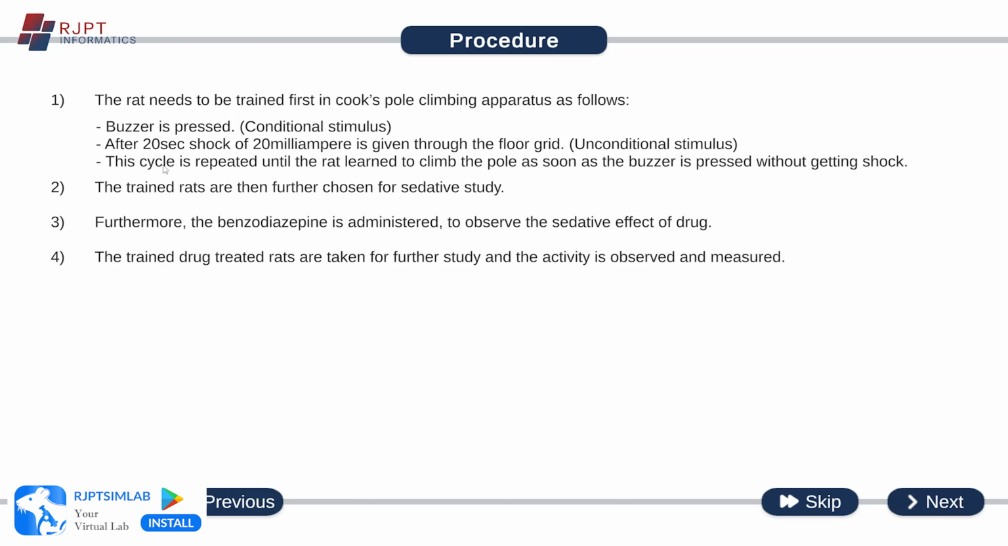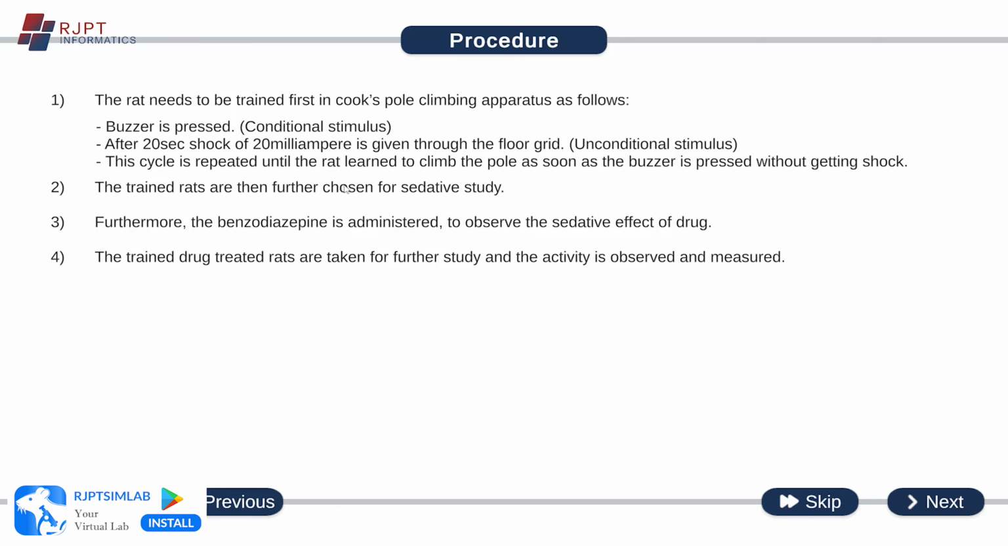The buzzer will sound, and after 20 seconds a shock of 20 milliampere is given through the grid floor. So after the buzzer, we induce the electric shock of 20 milliampere for 20 seconds through the grid floor. This is the unconditional stimulus. The buzzer is the conditional stimulus, which is given before providing the unconditional stimulus, which is the electric shock. This cycle is repeated until the rat learns to climb the pole as soon as the buzzer is pressed, without getting shocked.